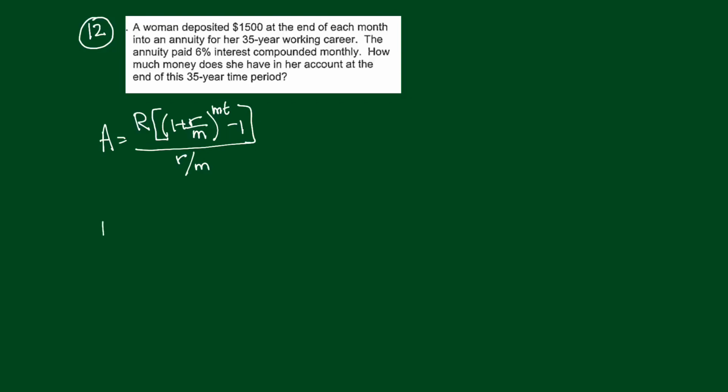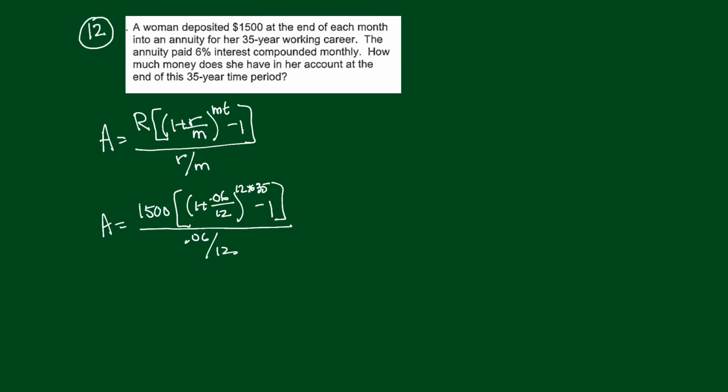So A, the amount in this annuity, is going to be this fraction. R, we're putting in $1,500 at the end of every month. And then the quantity 1 plus 0.06, at 6% every month, 12. 12 times, now we're doing this for how long? 35 years. Quantity minus 1, all that over 0.06 divided by 12.